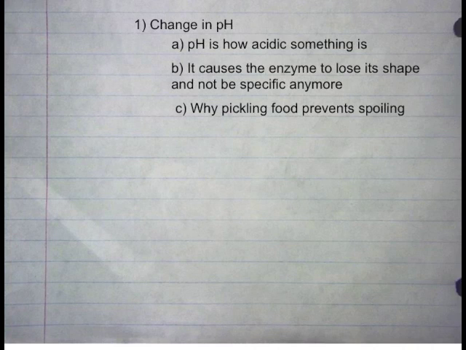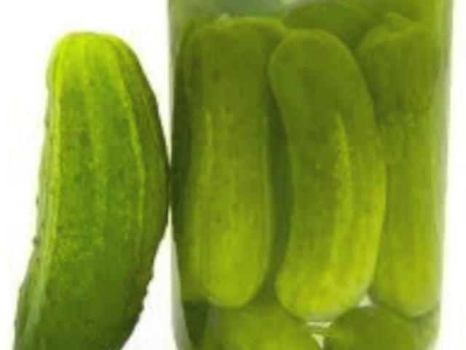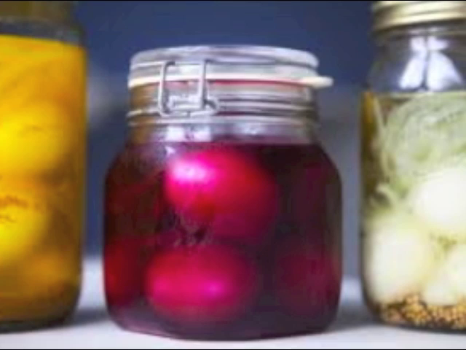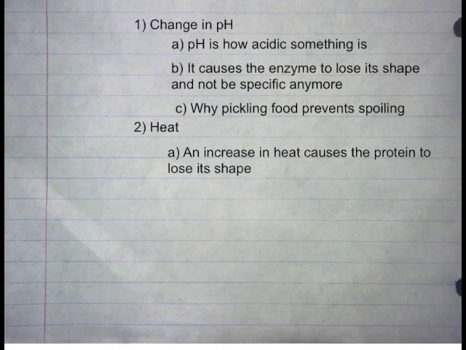That's why pickling food prevents spoiling. When you pickle food, you're changing the pH of the environment. It means that bacteria that would normally cause spoiling have proteins that don't work anymore because they've been denatured, thus keeping the food somewhat fresh. Heat: an increase in heat causes the protein to lose its shape.